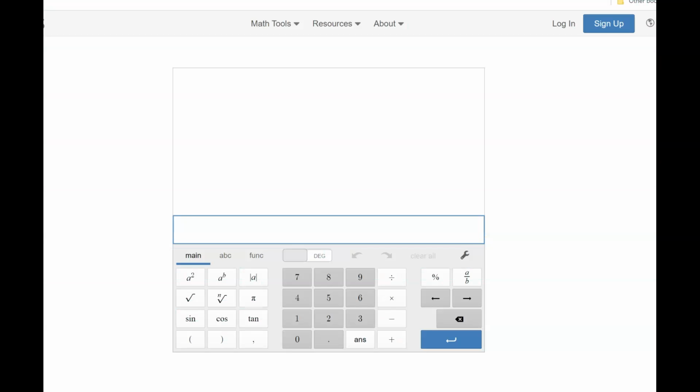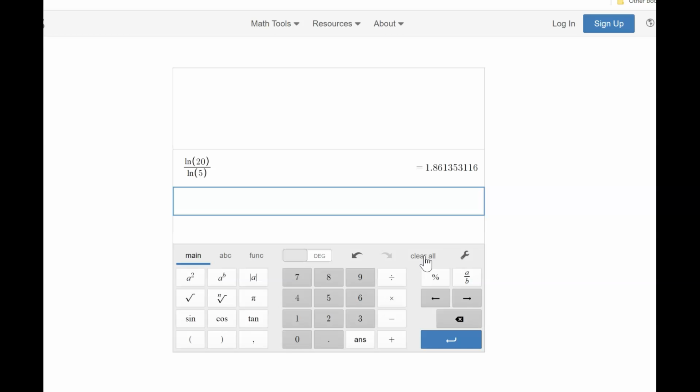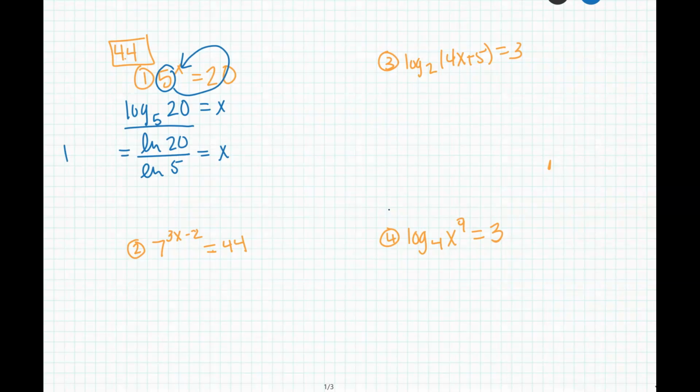And so this is the same calculator you have in your online homework. Let me go ahead and clear this out. So I'm going to do ln of 20 divided by ln of 5. And once I have all that punched in, I can hit enter. You can see I have my answer here of 1.861353116. So let me jump back over here and write 1.8613, especially if it told me to round to 4 decimal places. So that's one way to approach that one.